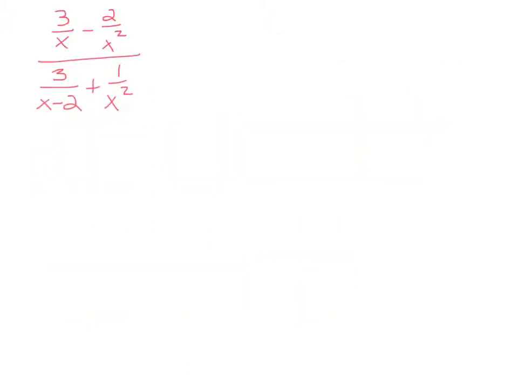Okay, so now we have some variables involved, but again, we're just treating this like 3 separate problems. We're going to subtract these 2 rational expressions. Let's do that first. So our common denominator up here would be an x squared. So we're going to have to multiply this first fraction by x over x. And that would give us 3x over x squared minus 2 over x squared.